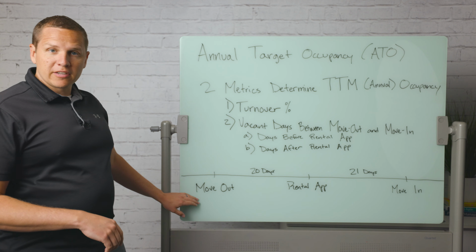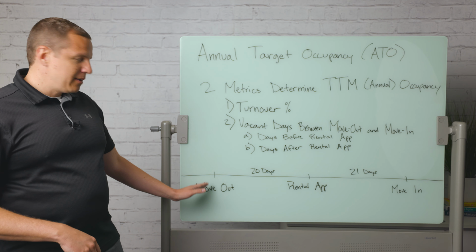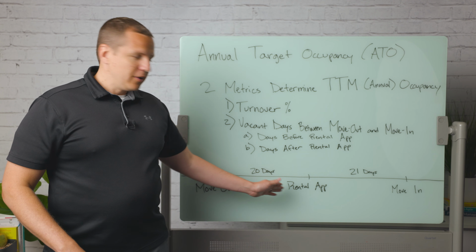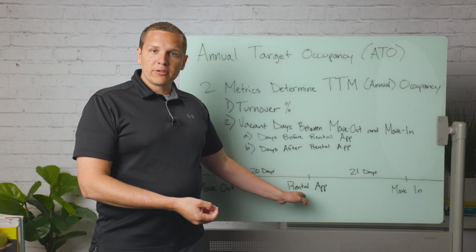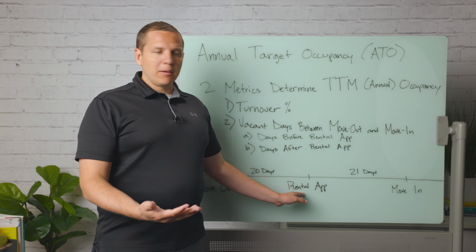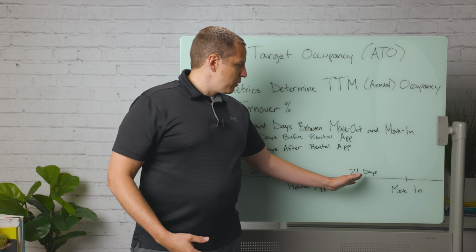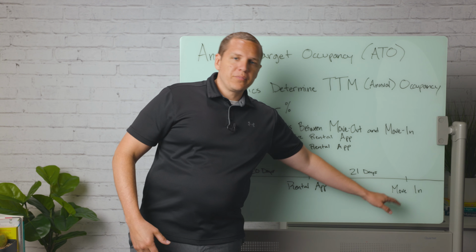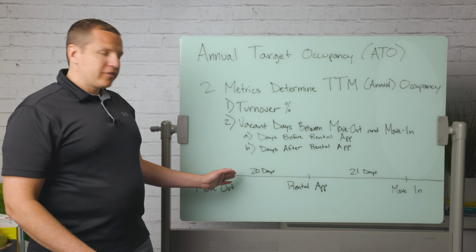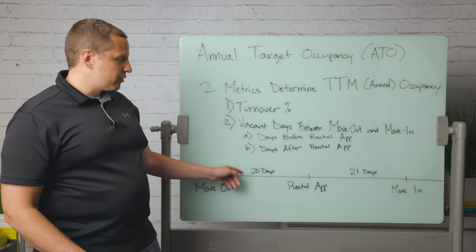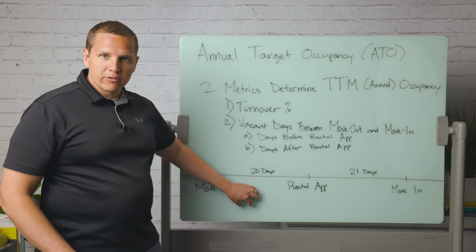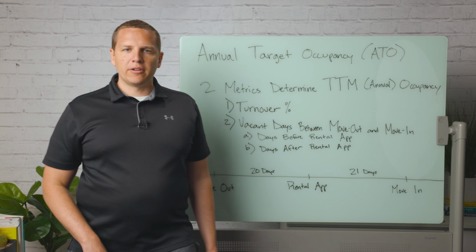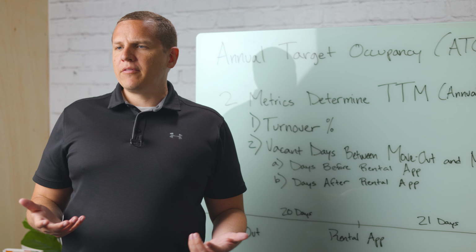So we can see it on our timeline down here. Somebody moves out of a unit, maybe it's vacant for 20 days, then we receive a rental application and that unit becomes leased. Then 21 days later, the residents that turned in the rental application move in. This was vacant for 41 days, 20 days of vacancy before the rental application, 21 days after the rental application. Now, this begs an obvious question.